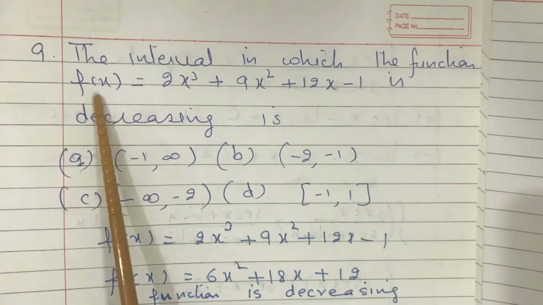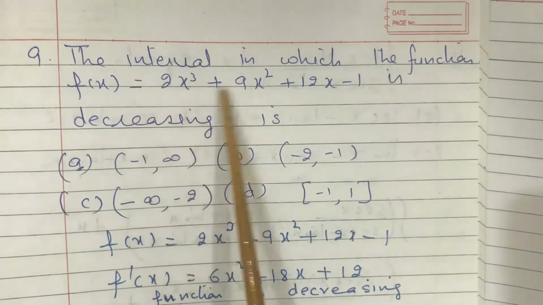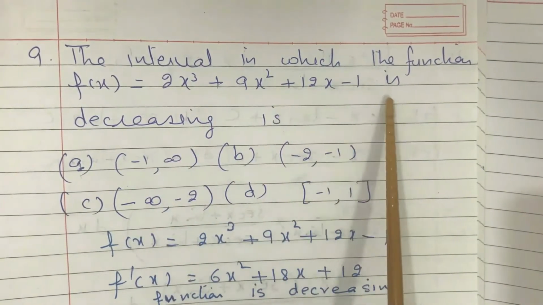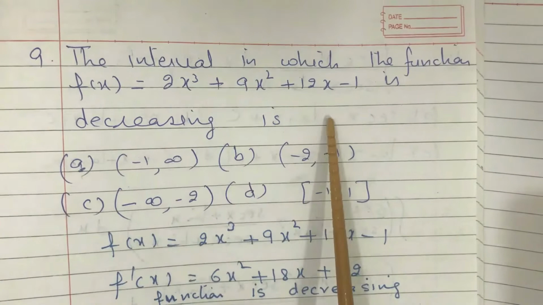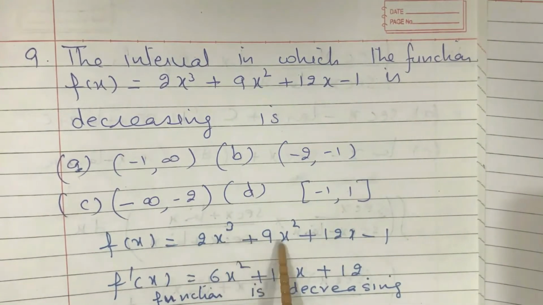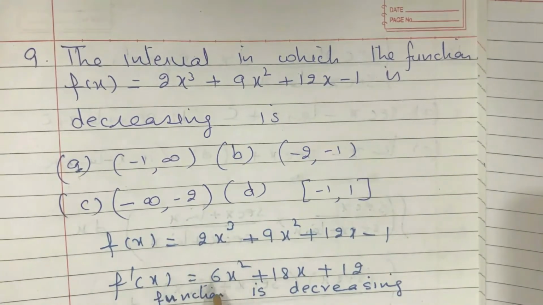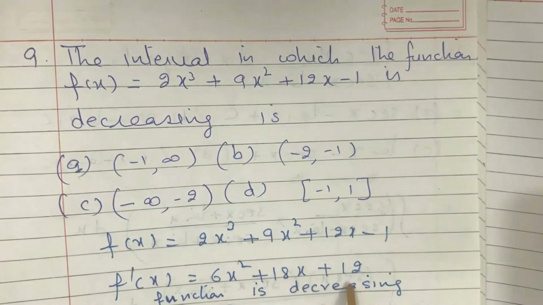Now the 9th question. The interval in which the function f(x) = 2x cube plus 9x square plus 12x minus 1 is decreasing is, there are 4 options. Now f(x) is equal to 2x cube plus 9x square plus 12x minus 1. Find f dash x. It will come out to be 6x square plus 18x plus 12.